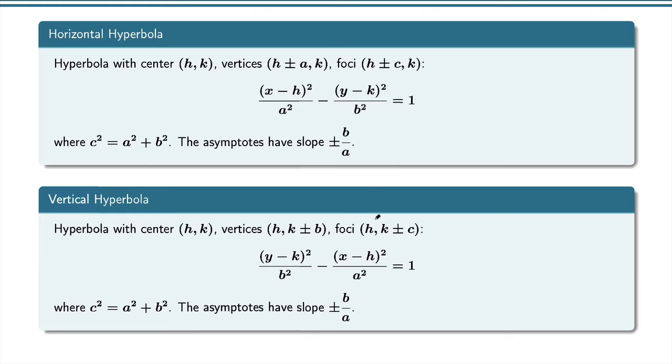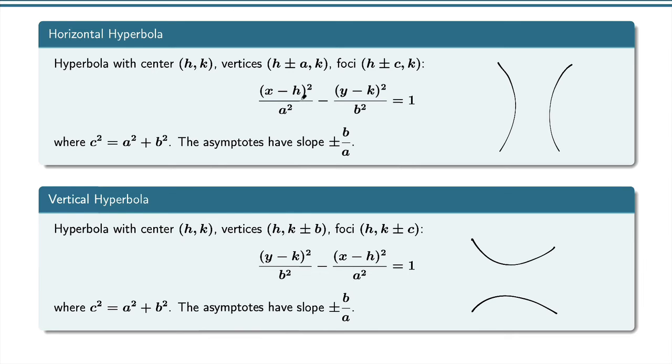The only difference between these two is actually the order of the two fractions. Which one comes first? The one that comes first indicates the orientation of the hyperbola. So in this one, the x comes first. That is a horizontal hyperbola, meaning it will open horizontally like this. For a vertical hyperbola, the y comes first. That means it looks like that.